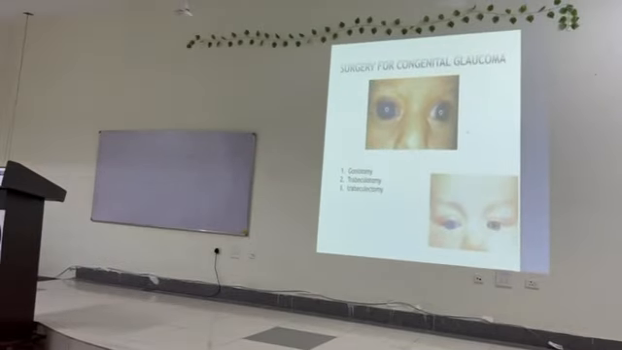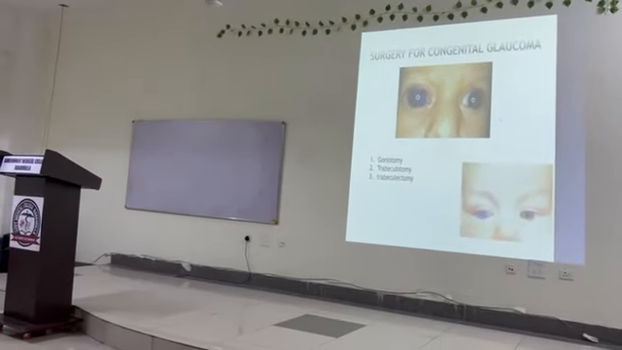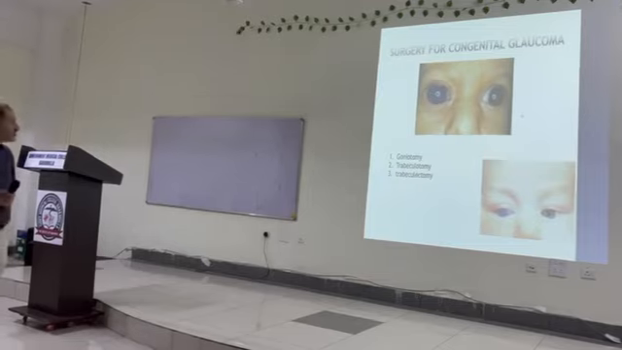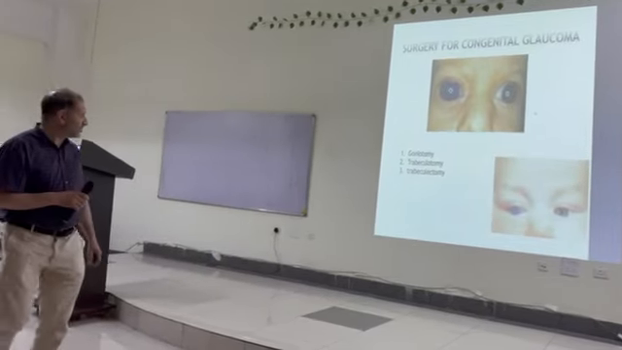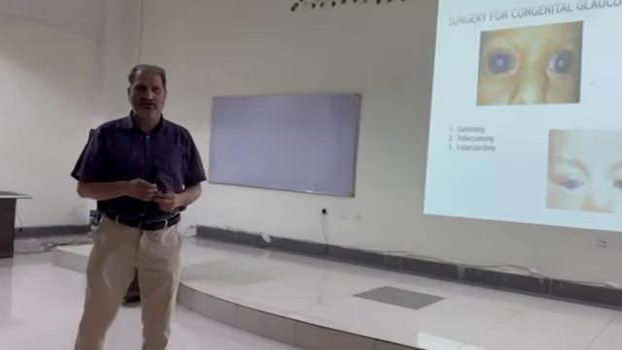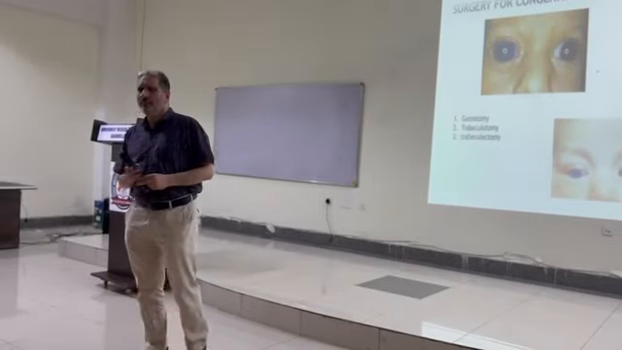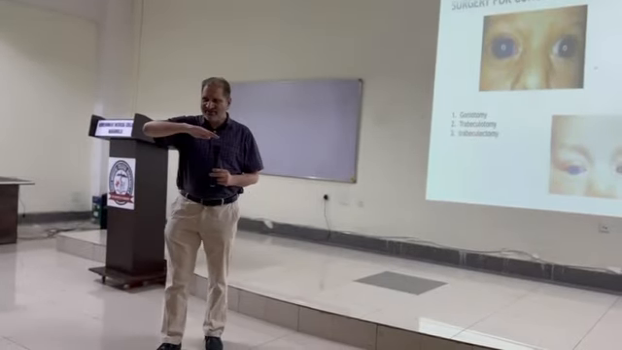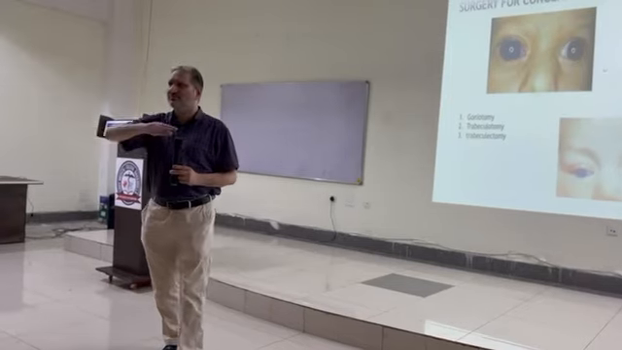Next, congenital glaucoma. In this we do two procedures. One is goniotomy, the other is trabeculotomy, and also trabeculectomy. What is goniotomy? Goniotomy is done with the blade.